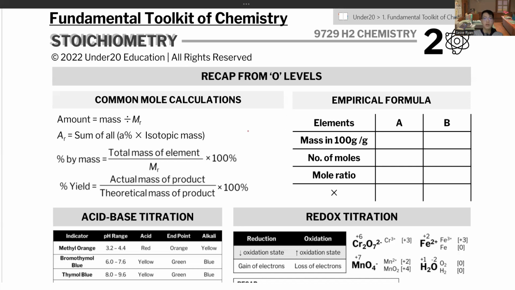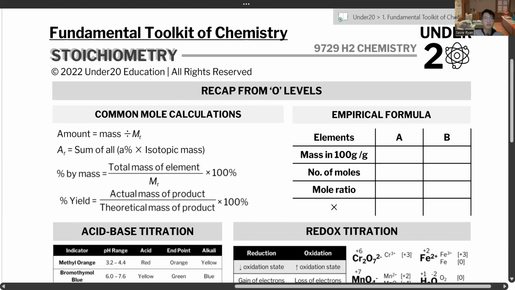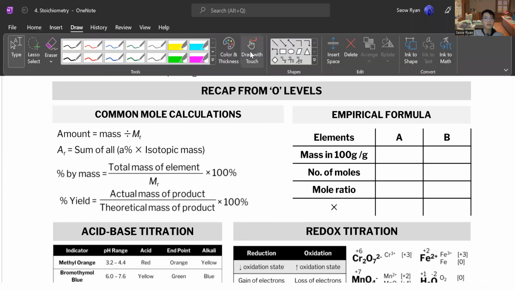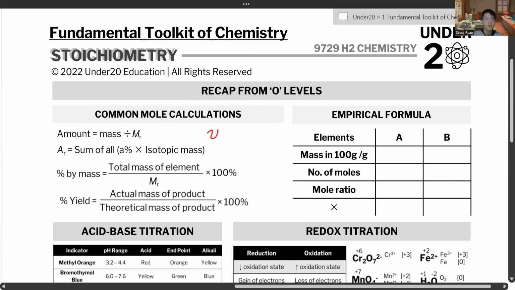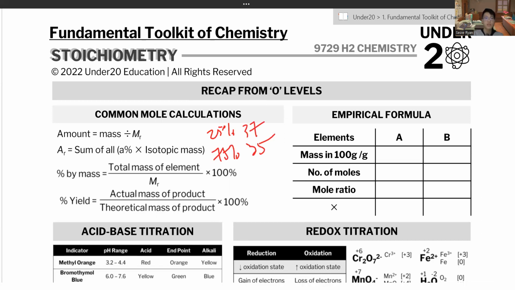So why that is so is because chlorine has 25% 37 chlorine and 75% 35 chlorine. So if you take 25% times 37 plus 75% times 35, you will get something like 35.5, right?